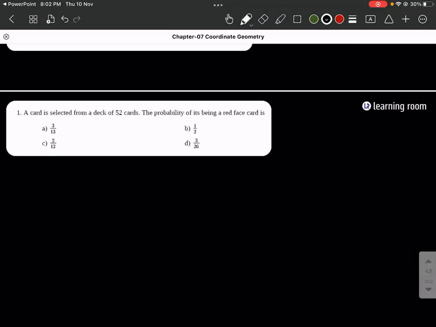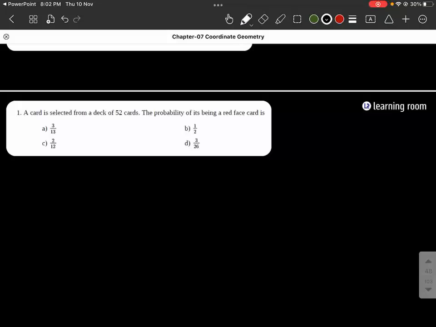A card is selected from a deck of 52 cards. The probability of it being a red face card. So how many red face cards are there? 12, sir? 26, sir? 12 is only that. Read the question: red face cards, sir. 6, sir. 6.